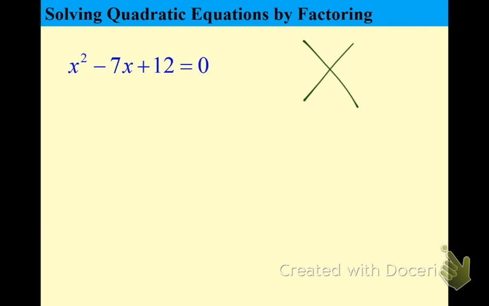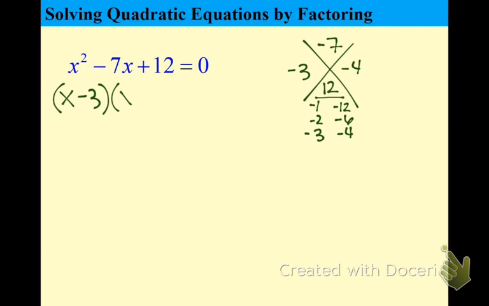What goes to the top of the x? Negative 7, and the bottom? 12. So when I do this, are my factors going to be the same sign or different? Same. And they'll both be negative. So negative 1, negative 12, negative 2, negative 6, negative 3, negative 4. Those are all the factors. So our factors are x minus 3, x minus 4.